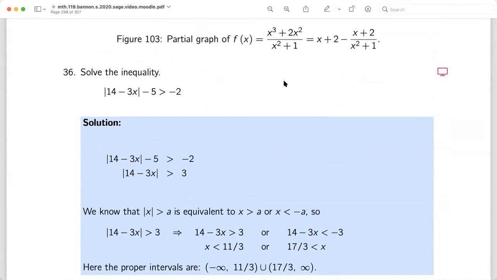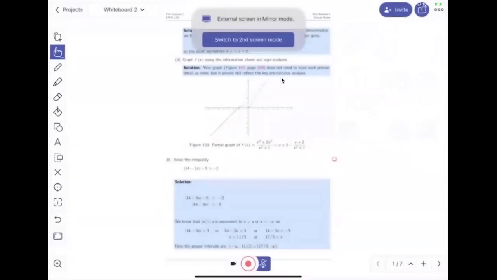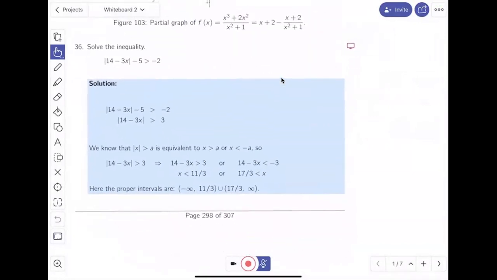So give me 1 second, and let me take a look at this. All right, and we're going to start with problem number 36. And let me just blow it up a little bit, and we'll start doing it.